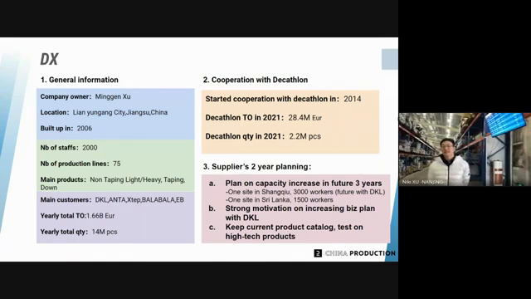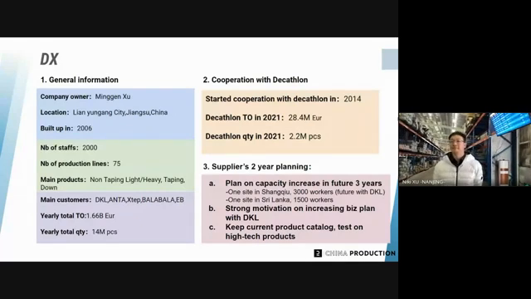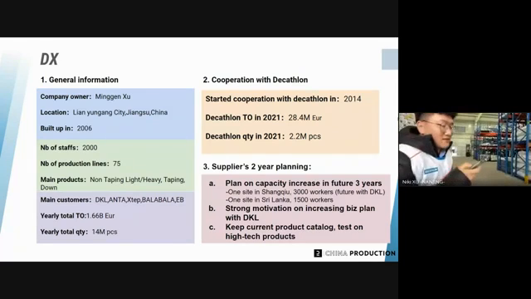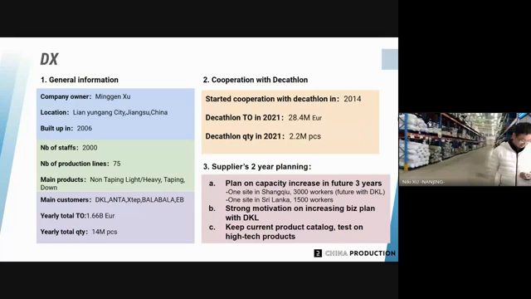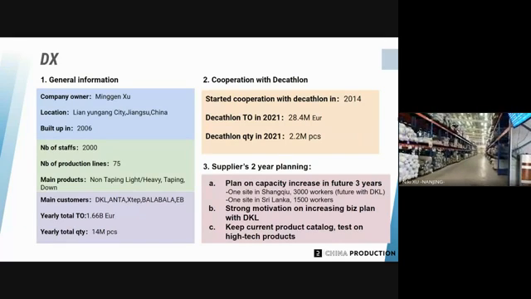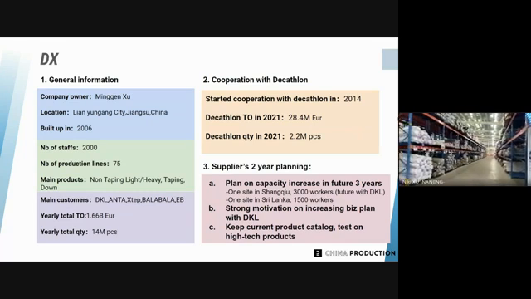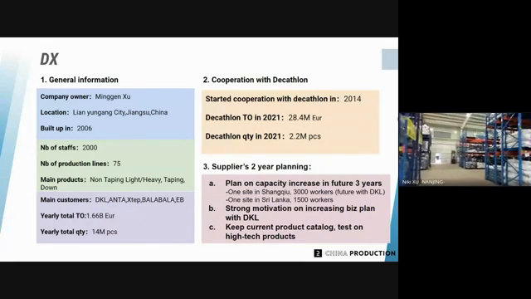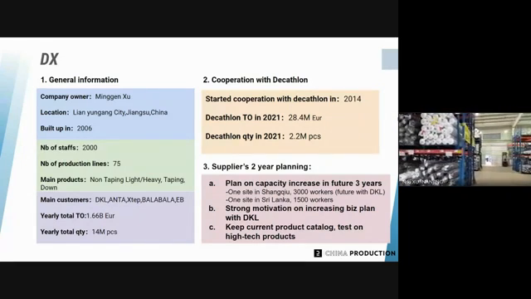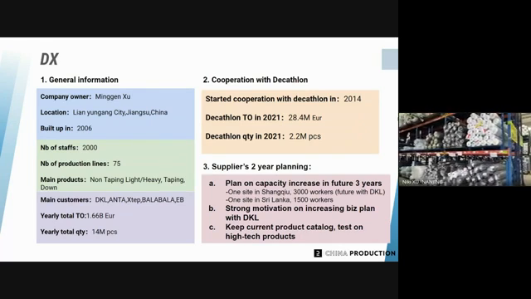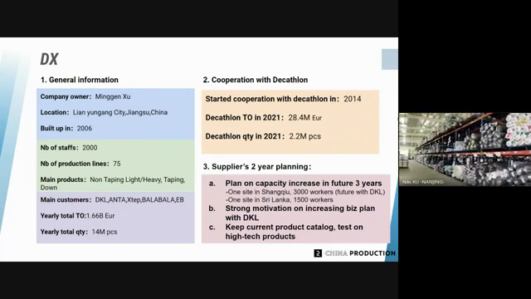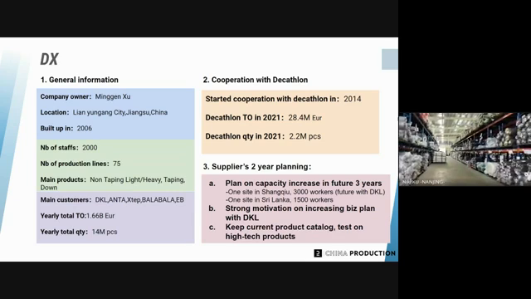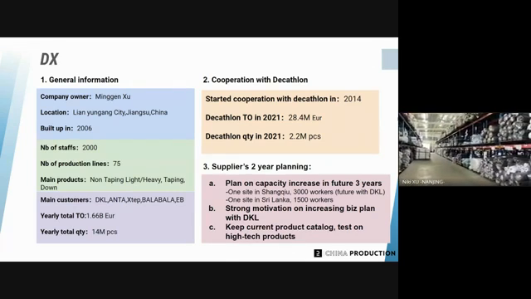Okay, to summarize from Mr. Tang, he introduced the history for Dongxia. Dongxia has started the company from 2006, and now currently they have production lines over 35, and mainly focus on non-taping, taping, and heavy products, down products. Currently, the yearly turnover is 1.6 billion euro for Dongxia, and Decathlon has 28 million euro business in Dongxia. Yearly quantity is around 2.2 million pieces.